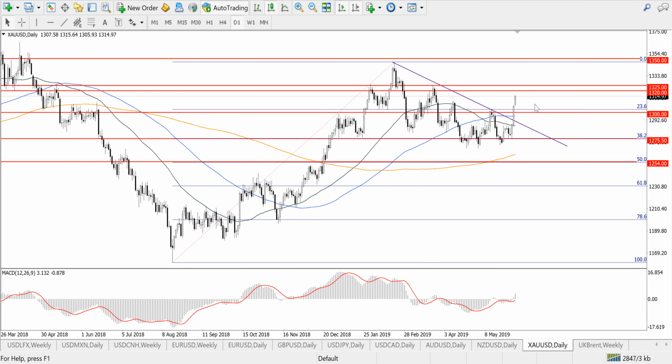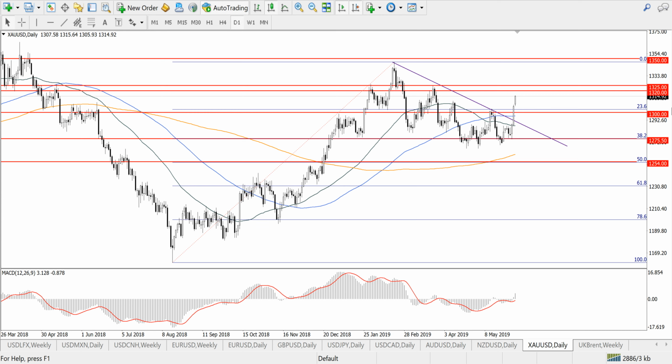Gold managed to make a breakthrough to the upside. We can see that stock markets are declining all over the world, and given the risk aversion, gold is a safe haven asset, so it is perceived as a refuge by various kinds of investors. And the weakness of the USD is making gold stronger.